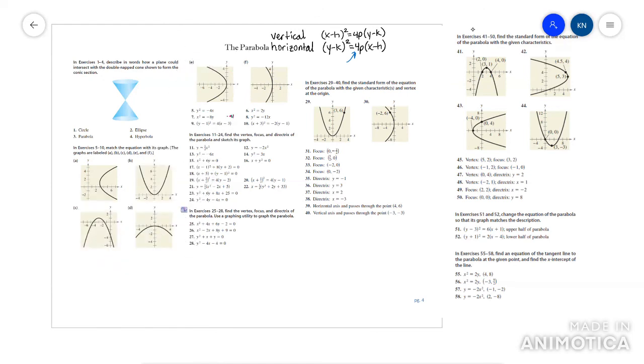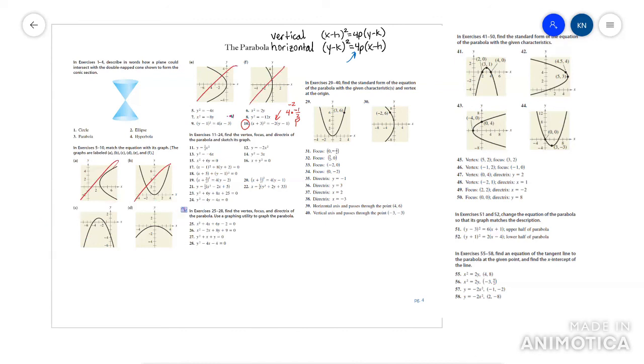part of this worksheet. Imagine number 10. It's an x squared, so it opens up or down. And then I look at this -2 and I divide it by 4. So it's like 4 times -1/2. That means my p-value is -1/2. That means it's got to open down. So it can't open up, it can't open right, it can't open left. So it's got to be one of these two.